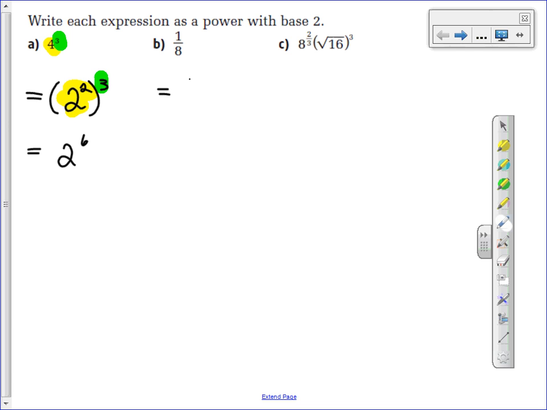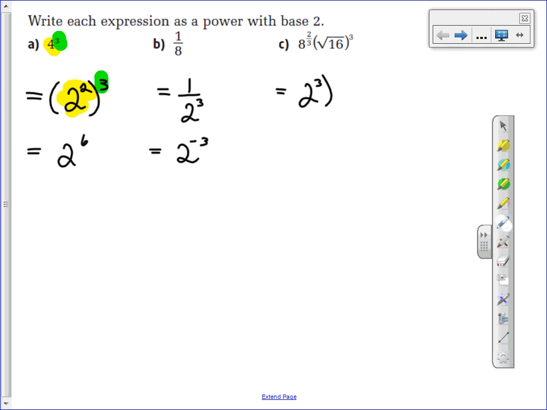Similarly, if I have 1 over 8, that's 1 over 2 cubed, because 2 cubed is 8, and when we have a power in the denominator, it's the same as having the negative exponent in the numerator. So these two expressions are the same. And then things get more complicated, as you can see here.